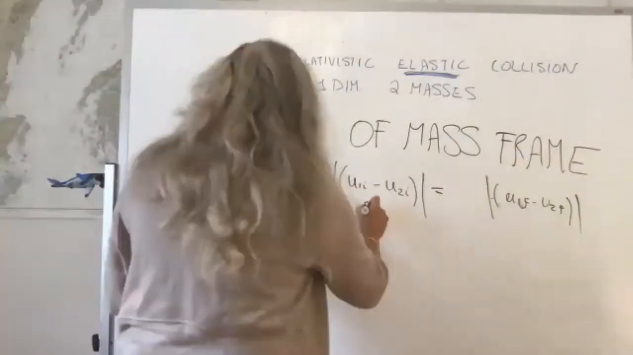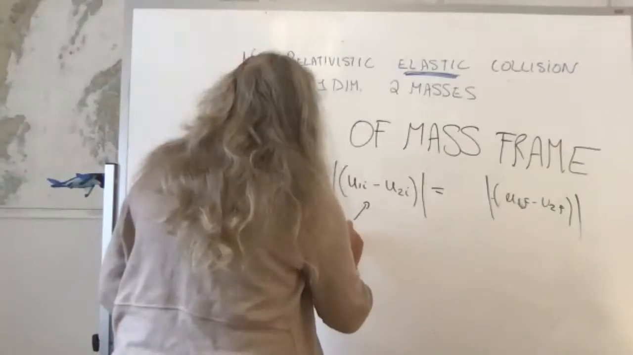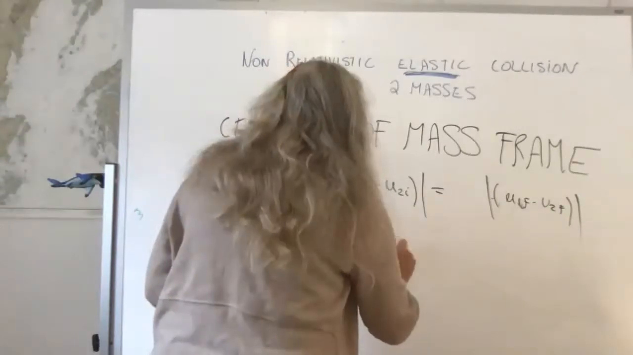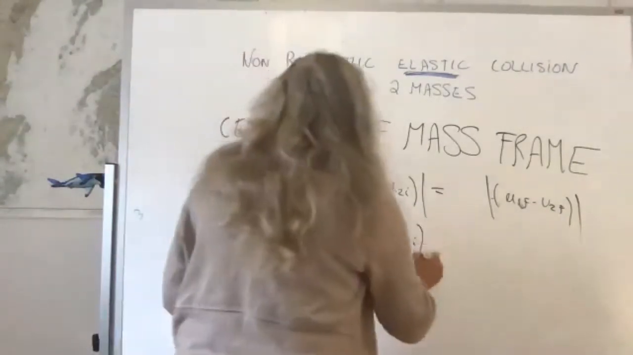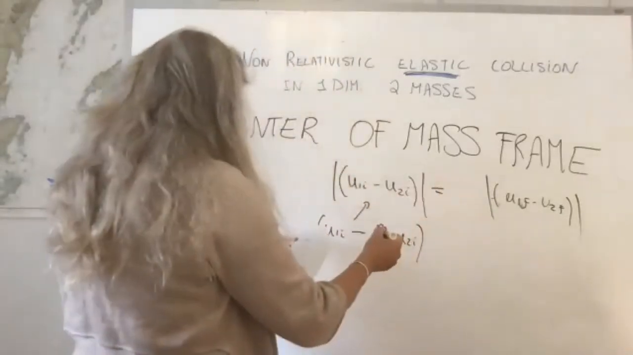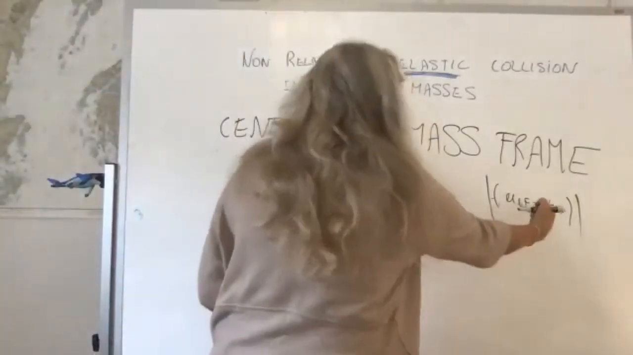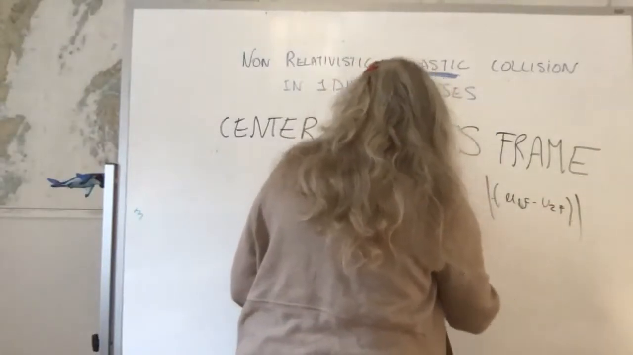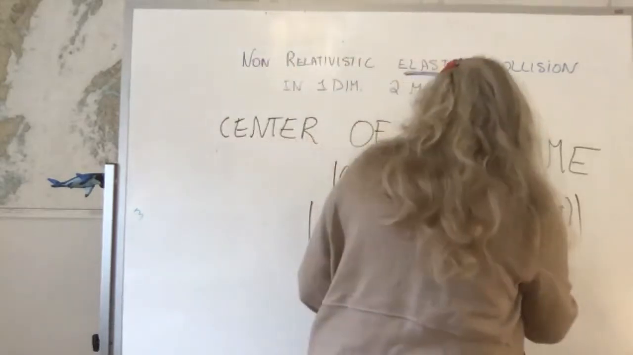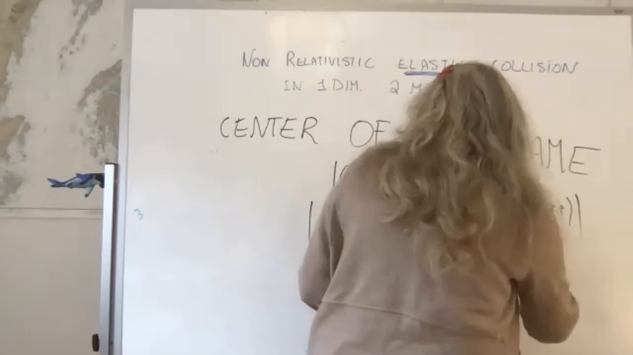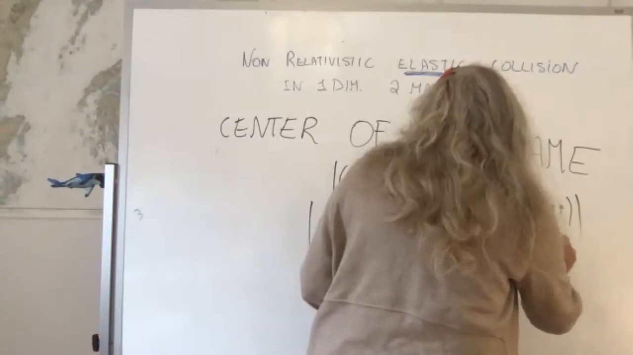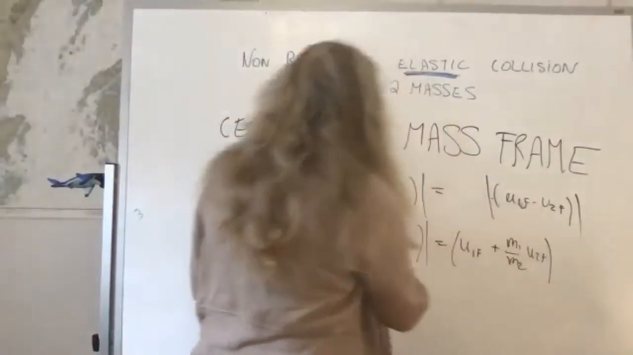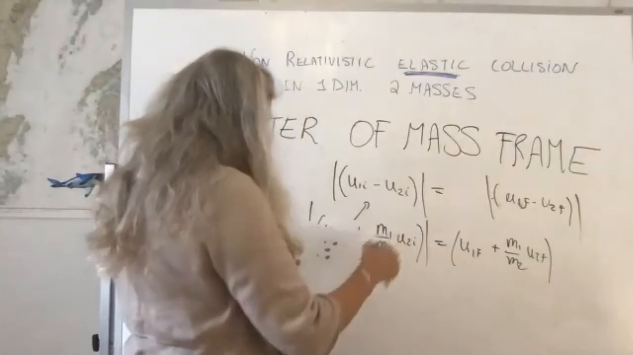So let's do that. So I'll put that here. So I get u1i minus m1 over m2 u2i, and this has an absolute value, but I could also have a square. And I'm going to replace this with u1f. So I have u1f plus m1 over m2 u2f. Actually, there's a plus sign because the conservation of momentum term gave me a minus sign.